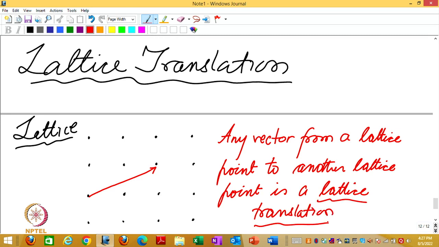So, a lattice will have many lattice translations. It can have a red translation, a blue translation, a green translation. All these are lattice translations.